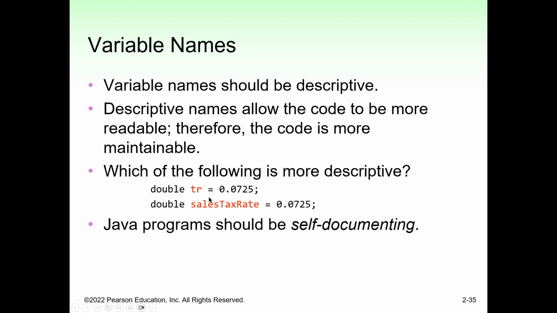So as you can see in this example, we have a double TR. Do I know what TR stands for? No. The only person who knows what TR stands for is whoever wrote this variable, which is a bad coding practice. However, look at this one, sales tax rate. Now you know exactly what this is. If you say this number stands for TR, that does not give me anything. I have no idea what's going on. However, if you tell me this number is sales tax rate, it's all good, we're all on the same page. And this concept comes from the fact that your Java programs should be self-documenting.